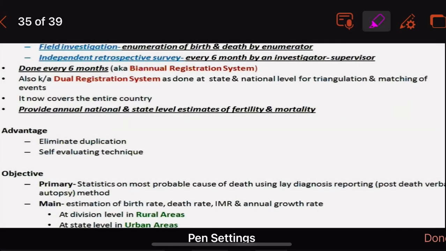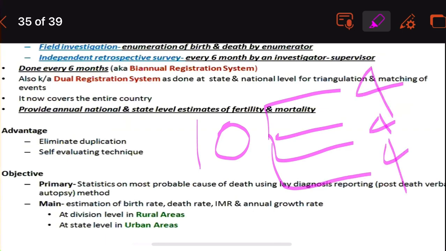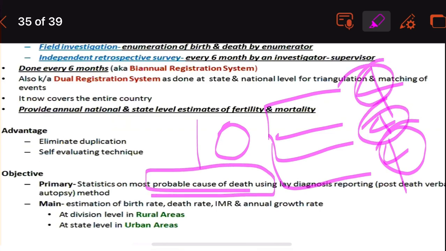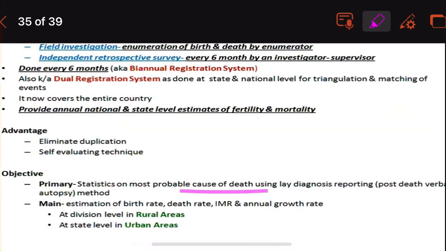For example, 10 people were dead, and in 4 of them we found out the causes by verbal autopsy. Out of these 4 people, died of heart attack. By this we can understand the probable causes of death using this lay diagnosis reporting, that is the verbal autopsy method. What is the main objective? This was primary, to obtain the statistics regarding the probable cause of the death.